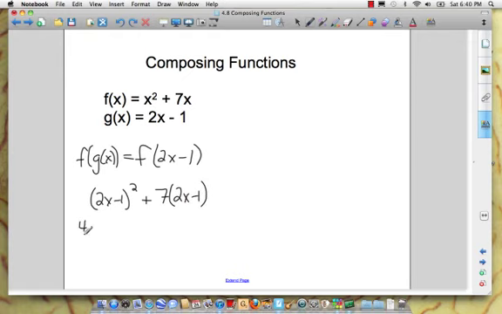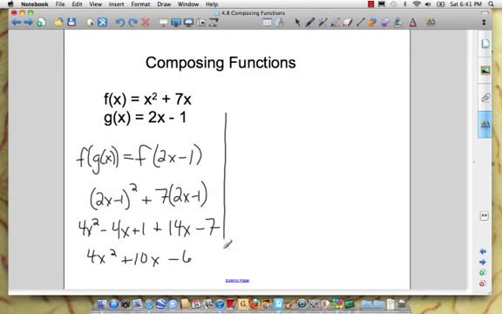Then there's algebra. So remember how to square a binomial. You square the first term, you take twice the product. 2x times negative 1 is negative 2x. I double that, negative 4x. And then negative 1 squared is 1. So that was minus 4x plus 1. Then I'm going to distribute the 7, and I get 14x minus 7. Combining like terms gives me 4x squared, a minus 4x and a positive 14 makes plus 10x, and a 1 minus 7 makes negative 6.